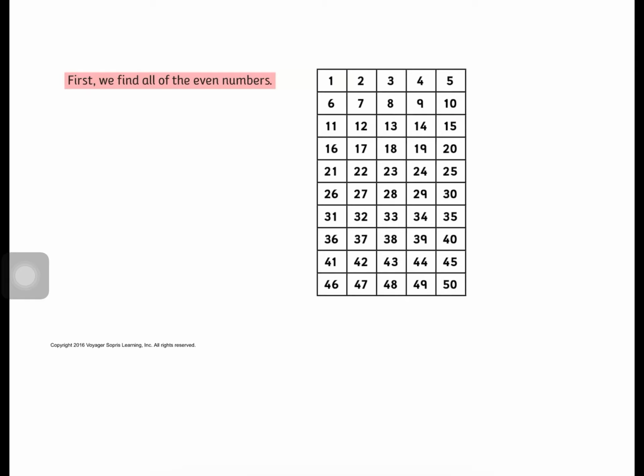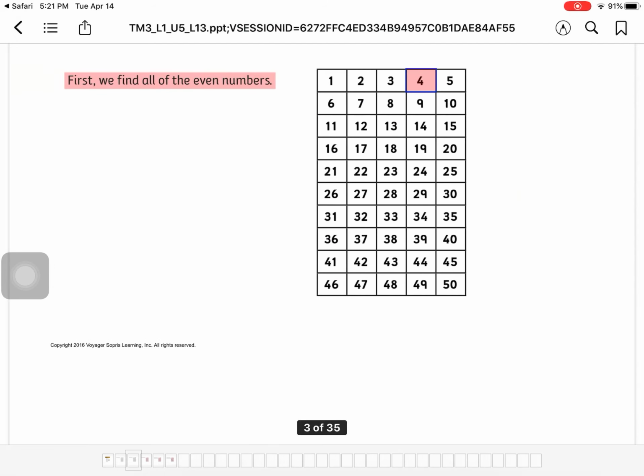This table is listed from 1 to 50. And you can find the prime numbers by eliminating composite numbers. So first, we want to find all of the even numbers. If I start with even numbers, I'm going to stop here because I want to remind you that 2 is indeed an even number.